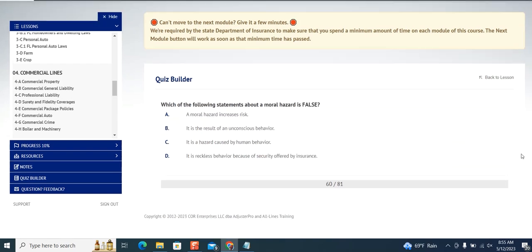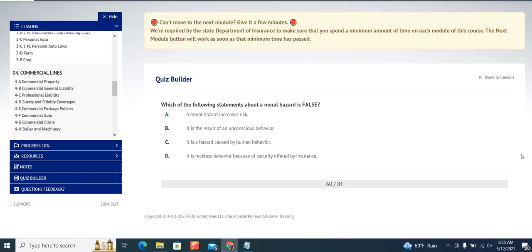Whew. Okay, which of the following statements about a morale hazard is false? What is a morale hazard? What is that? What's false? A morale hazard. I don't know why I keep saying that wrong. A morale hazard increases risk. It is the result of unconscious behavior. It is a hazard caused by human behavior. Morale hazard. Let me think. What on earth? Morale. Oh man, my head hurts.